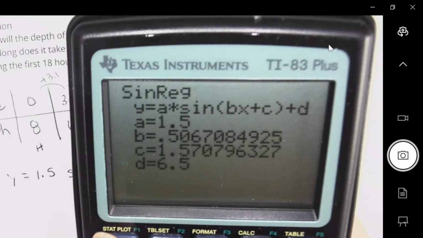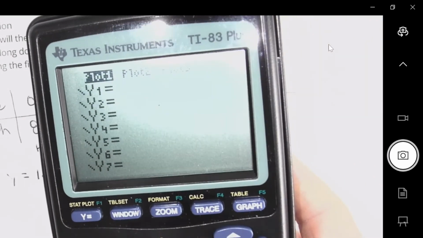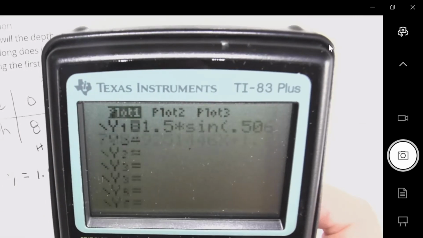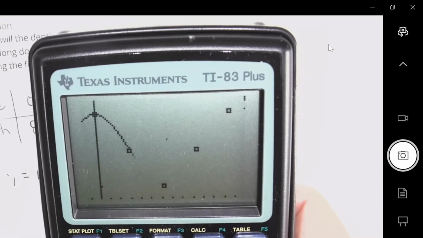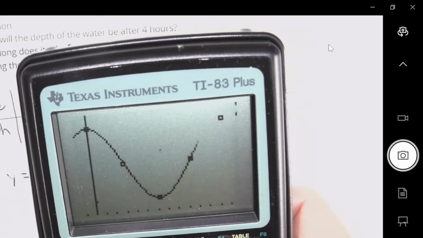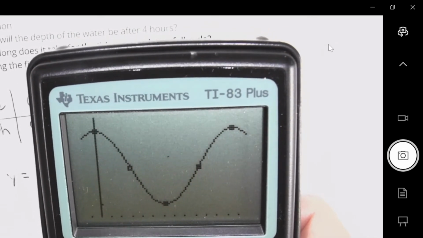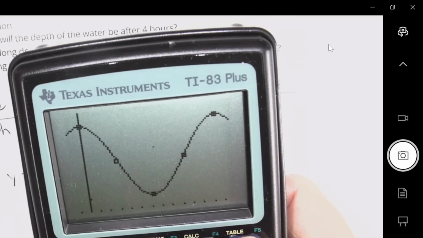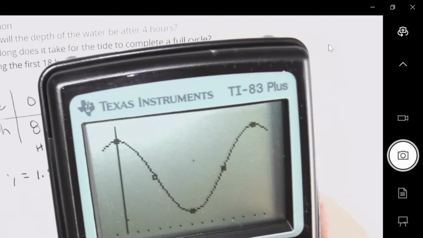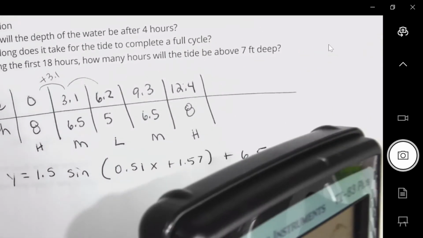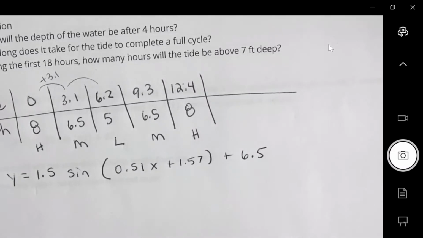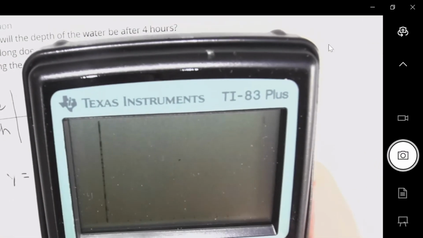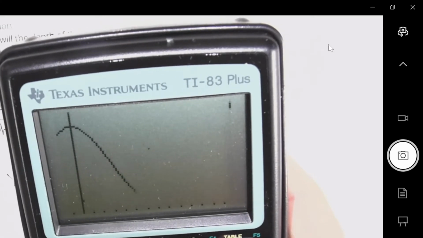Okay, same steps. Y equals vars, copy and paste it in there. These are all the same maneuvers as our other 2 units. Copy and paste it with the vars button in your Y screen. Okay, that's what's going on with the tide. Now I'm going to deactivate. Okay, I deactivated my plot.